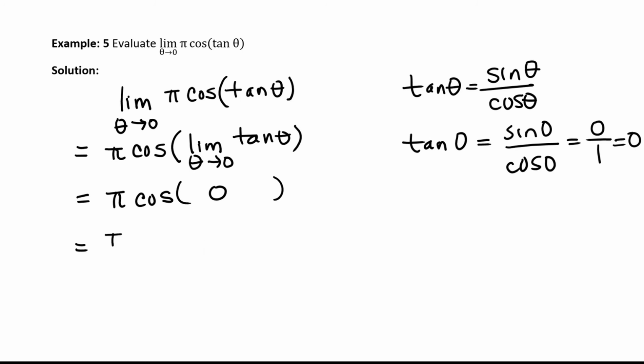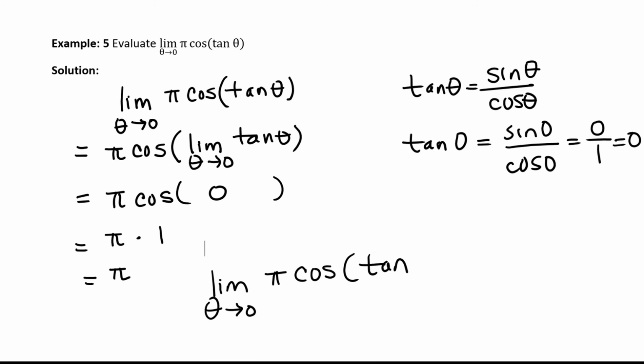And now we're going to have pi times the cosine of 0, which is 1. So pi times 1 is pi, and we have that the limit as theta approaches 0 of pi times the cosine evaluated at the tangent of theta is equal to pi.